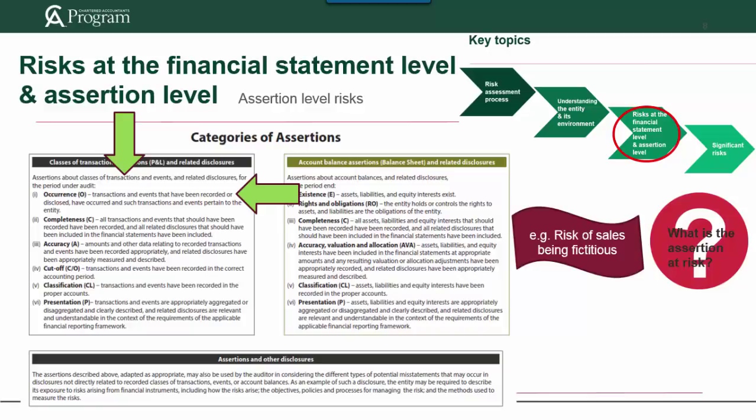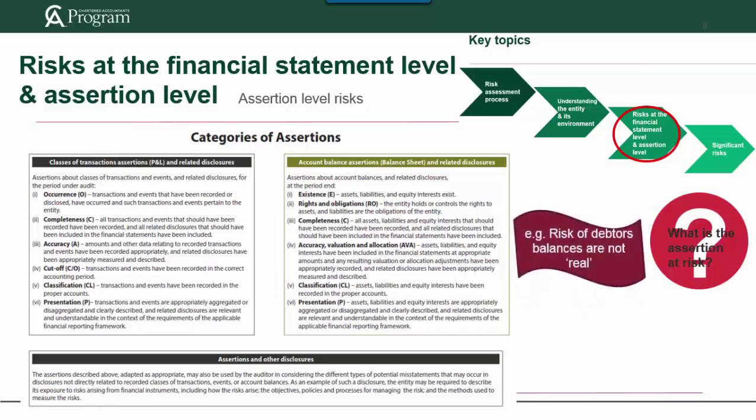Would your answer be different if the risk was debtors' balances are not real or bona fide? Now here, the risk is associated with the debtors or accounts receivable account, which is a balance sheet account. So the category of assertions would be the account balance assertions. And the assertion most at risk would be existence, and this directly links to the risk identified.